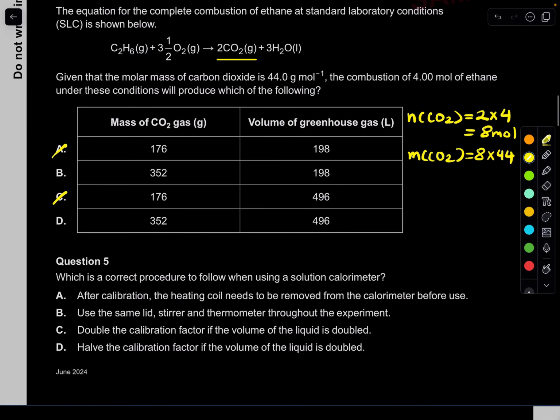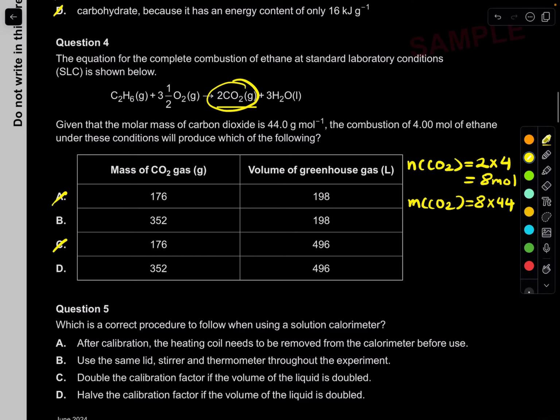What about the volume of greenhouse gases? Easy. Well, we know that the only greenhouse gas is that CO2. So we already calculated the mole of CO2, which was 8 mole. So because we know it's at SLC, standard laboratory conditions, we can use our n equals V over Vm formula. Remember, it is in your formula sheet. This is a constant. Vm is 24.8.